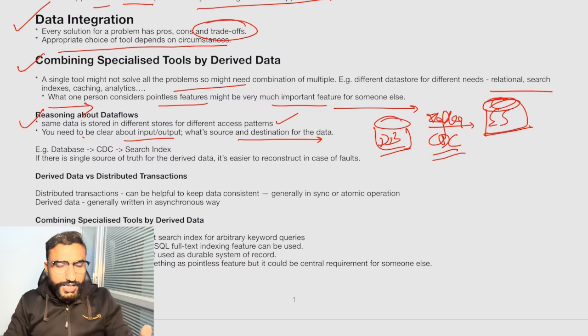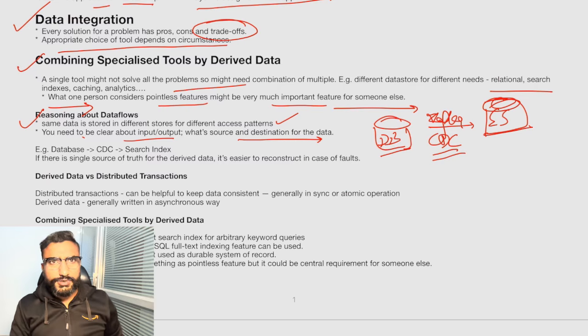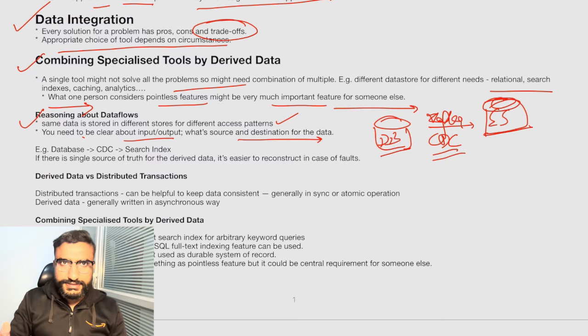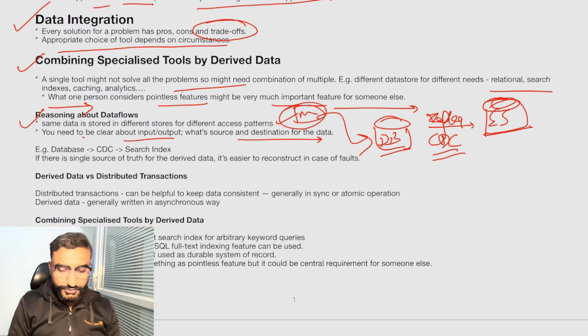Now, what I mean is you should be clear about input and output, and what the source of the data is. For this relational database, the data is coming from some processing, some state changes and modifications happening in the application code, and from there the data is stored in the database. So that is the input, and the output is stored into this database. This is the source and this is the destination.